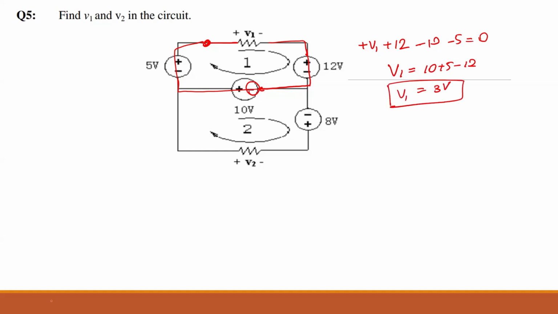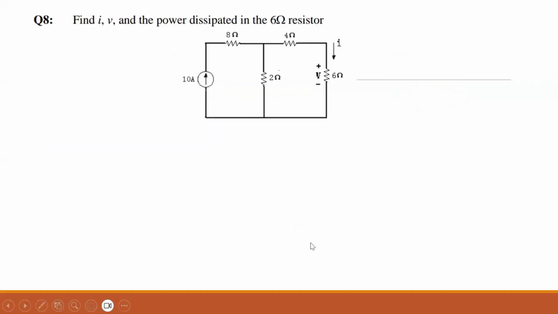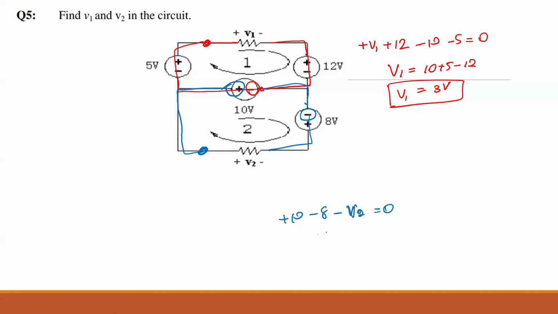Yes. Okay. Another path, start at a point. It's up to you which point to start. So I have positive 10, negative 8, negative V2. V2 is equal to 0. So V2 is equal to 2 volts. Am I right? Yep. Okay. Yes, I got that. That's good.